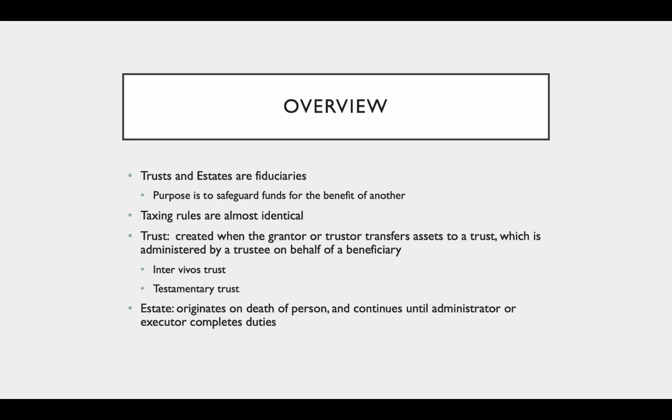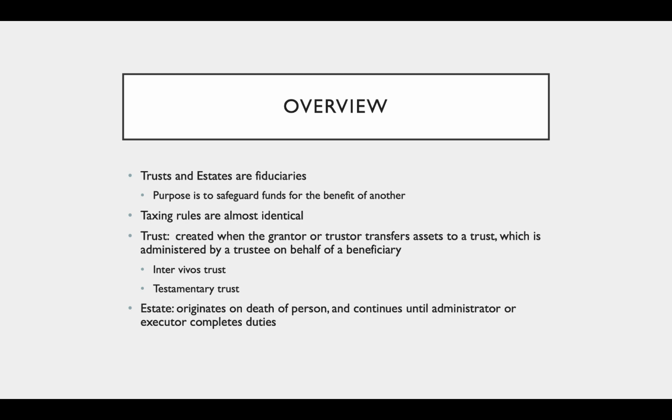In a trust, we create it when a grantor or trustor transfers assets to a trust, which is administered by a trustee on behalf of a beneficiary. So you can see there's three entities here. A trustee could be an individual, or a trustee could be a bank who manages the trust. But either way, there's a person, a grantor, who transfers assets to a trust. The trust is managed by this third party called the trustee, and the management is on behalf of a beneficiary.